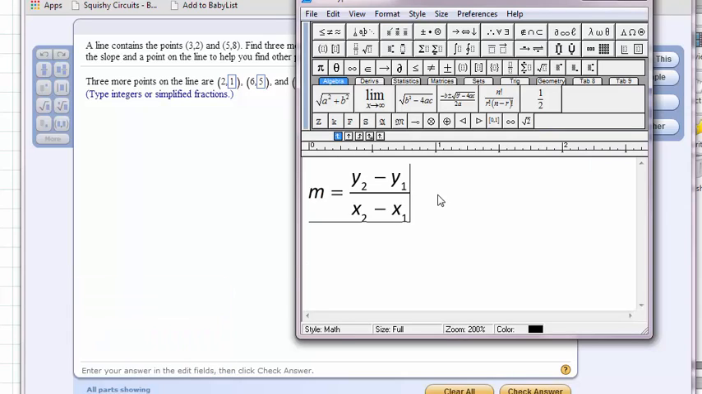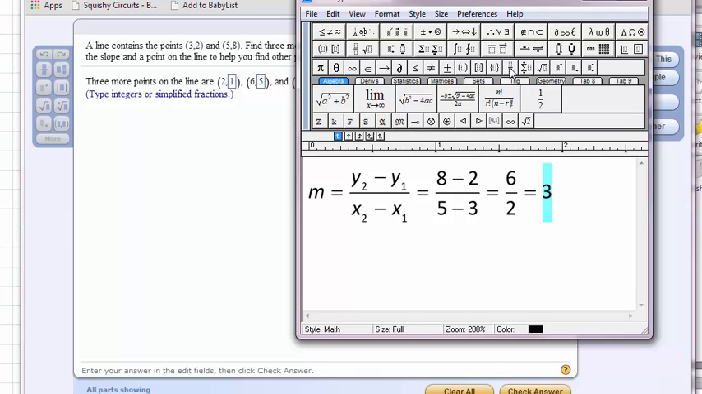So we know the formula for slope is y2 minus y1 over x2 minus x1. So we're going to do our quotient here. y2 is 8 minus y1 is 2, over 5 minus 3. And if we simplify that, that's going to give us a fraction with 6 on the top, and 5 minus 3 is 2 on the bottom, which simplifies to 3. So our slope is 3.